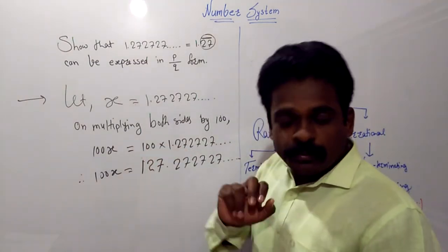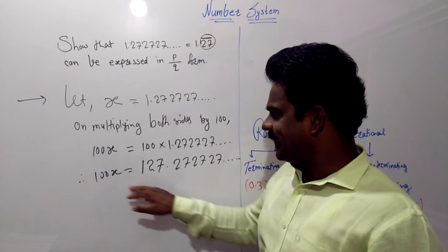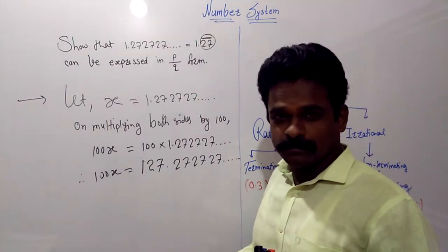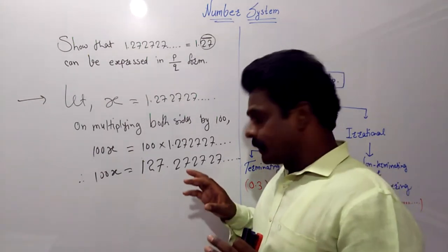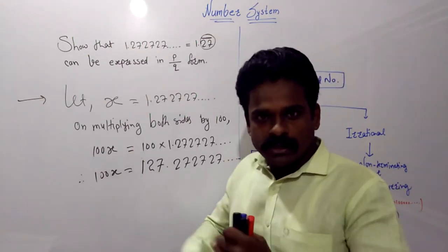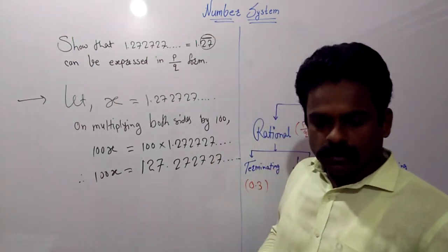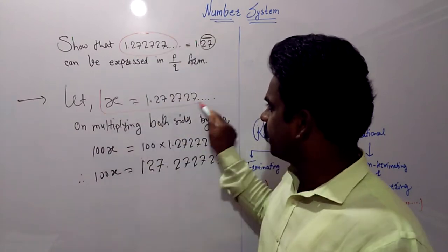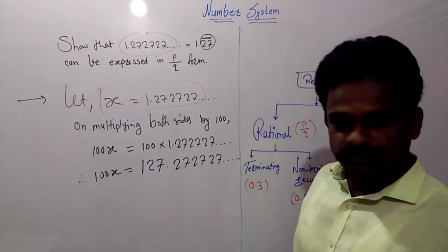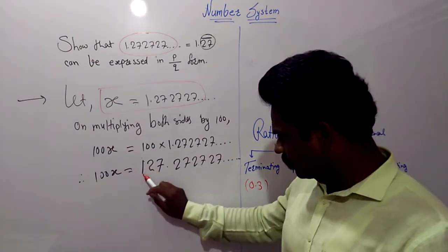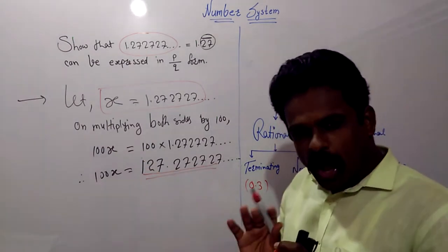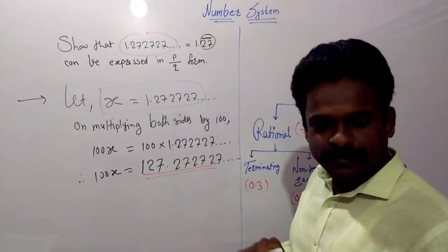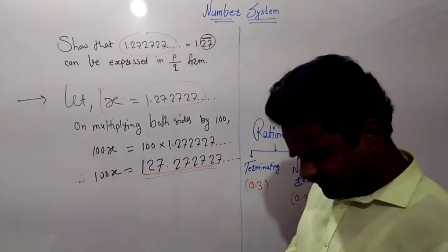In the next step, what we are going to do here, see, 100x is equal to 127.27, 27, 27 and so on. If you remember the last problem, then you can easily conclude what we are going to do in the next step. We want this number itself once again. That means this one, x. We want it once again. That means from this number, you have to separate this 1.27, 27, 27 separately.